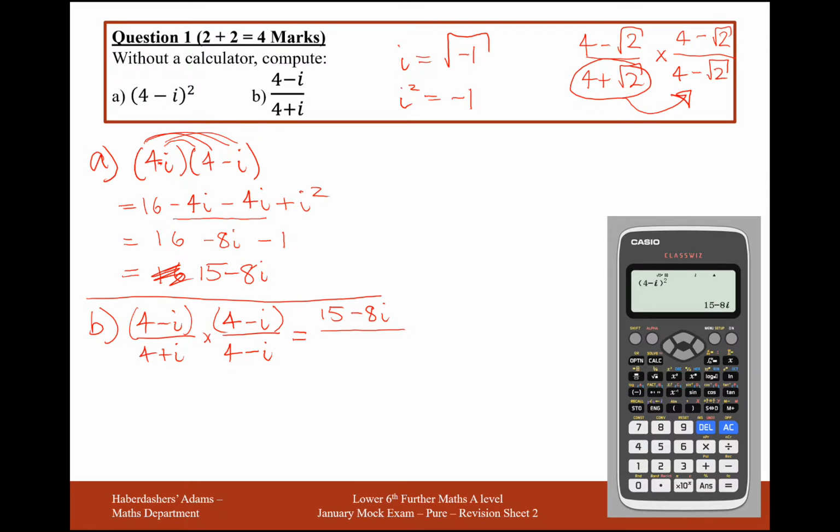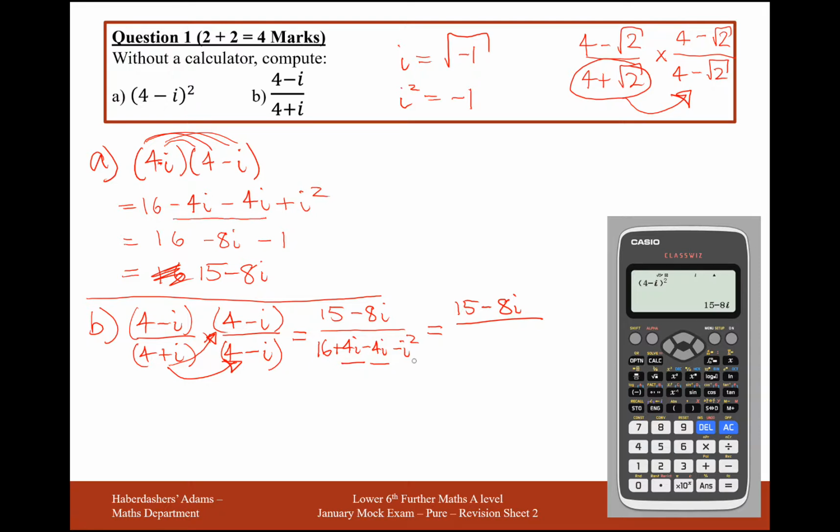And on the bottom here, we need to treat this as a 2 bracket expansion, so it's 16, add 4i, minus 4i, and minus i squared. Now you see the plus 4i and the minus 4i, that's always going to happen. All of your i's will cancel out on the denominator if you use this method of timesing the bottom and the top by the complex conjugate of the denominator.